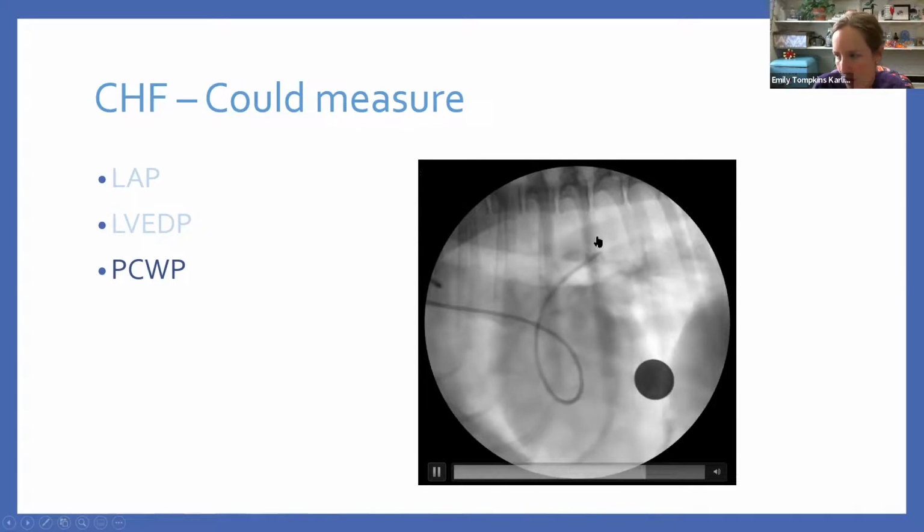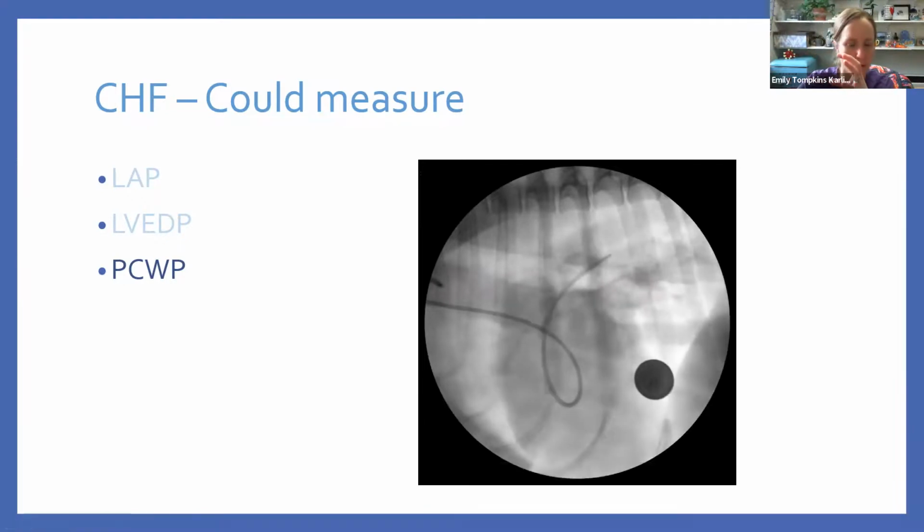And then if you look closely, there's a little balloon blown up on the end here. And so to get the pulmonary capillary wedge pressure, you would have the catheter in the main pulmonary artery, and then you would blow up the balloon, and the balloon would float as far out as it can into a pulmonary artery branch and wedge itself out there. And then when you measure pressure, you're measuring pressure from just beyond the balloon. And so that gives you the actual pressure in the pulmonary capillaries. And we call it the pulmonary capillary wedge pressure because the balloon has wedged itself out in there, and then it's looking beyond it to measure the pulmonary capillary pressure.